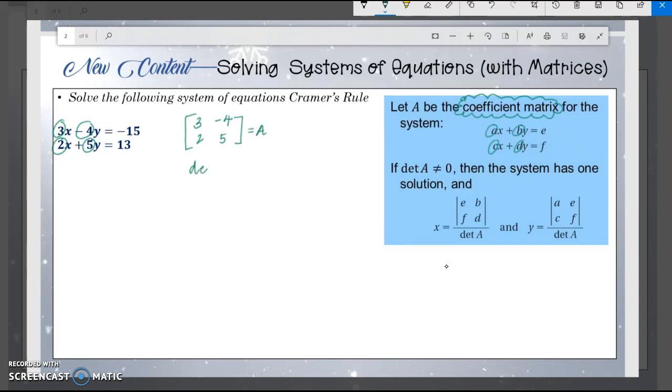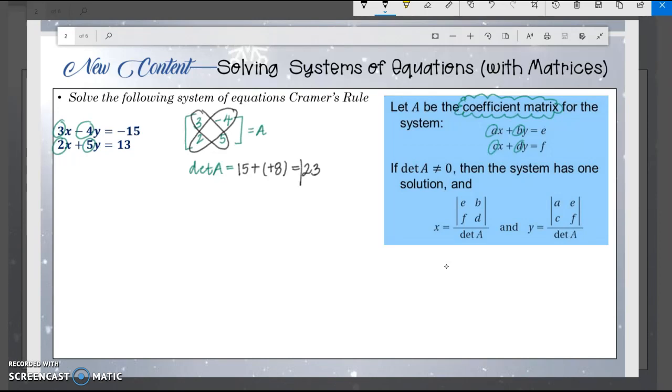Then you want to go ahead and find the determinant of that matrix. So determinant A. Remember that if you want to find the determinant of the matrix, you just multiply along your diagonals. So A times D. In this case, that gives you 15. And then you subtract multiplication along the other diagonal. In this case, 2 times -4, that gives you -8. So here I'll have 15 minus -8. That's the same thing as plus 8.